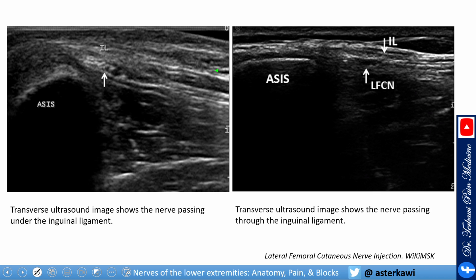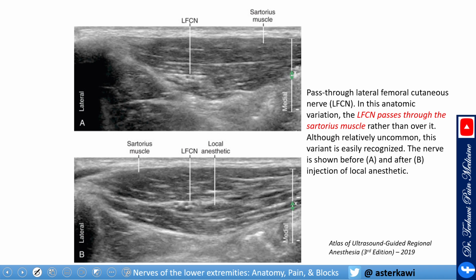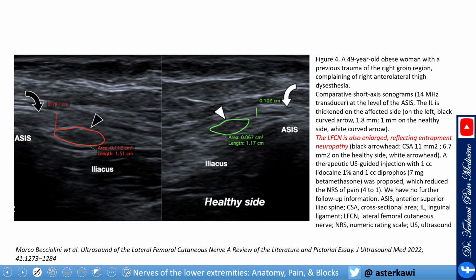Now, here are less common anatomical sites. So, for example, here the nerve is passing under the inguinal ligament. If you imagine that's the ligament here, you see under the inguinal ligament. In this picture here, you see the nerve within the inguinal ligament. Here is another variability. Here you see the nerve within the sartorius muscle. So this is why it's important to be systematic when you look for this nerve. And here, after you inject the medication.